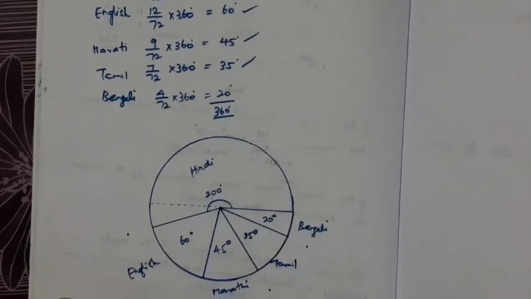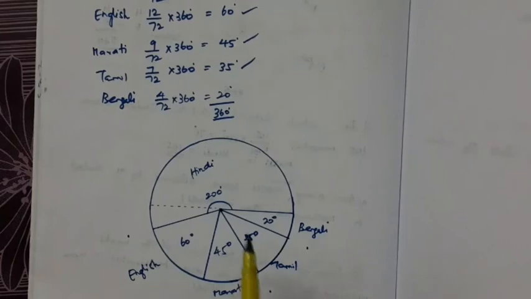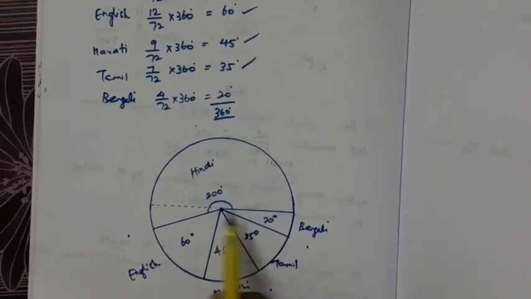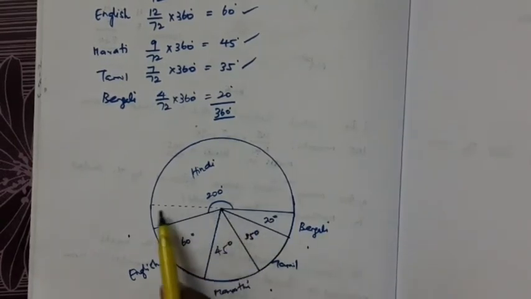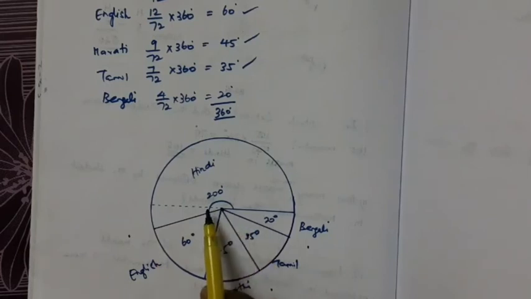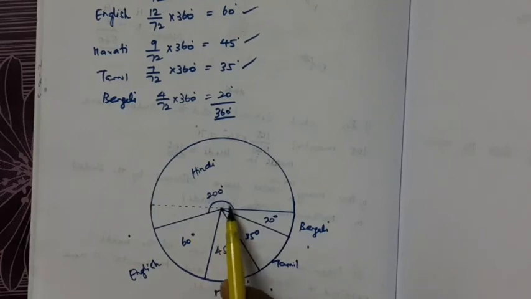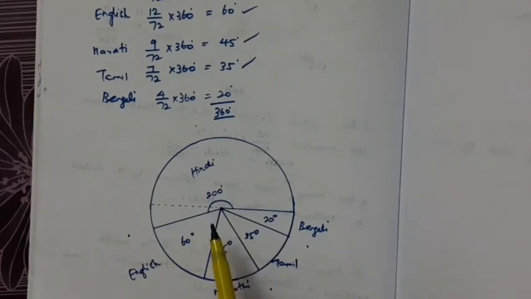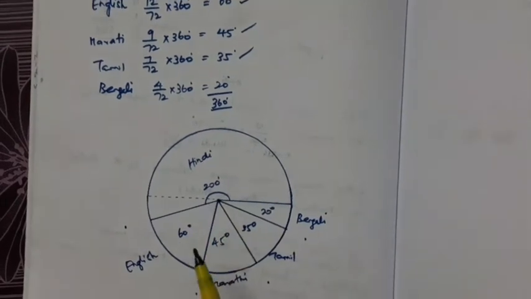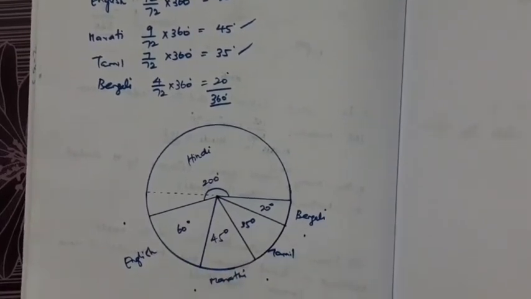Okay, this is how we have to draw the pie chart. One difference here is that it is exceeding 180 degrees. So you can draw the dotted lines to show 180, and then from this line you can get another 20 degrees, so that the total will be 200. By this we are completing exercise 5.2. From next class we will start exercise 5.3.